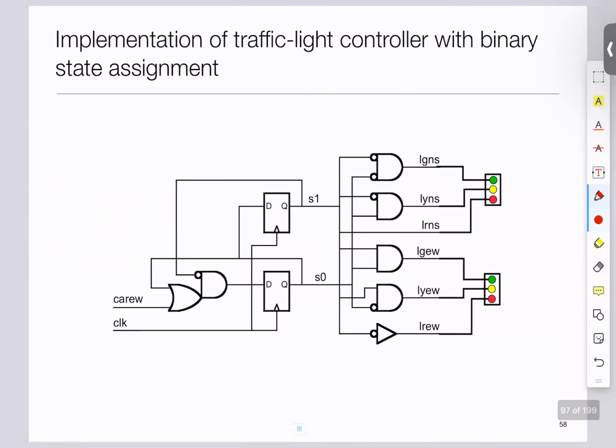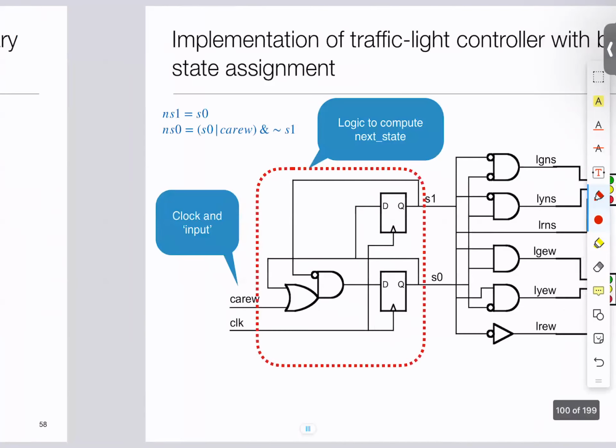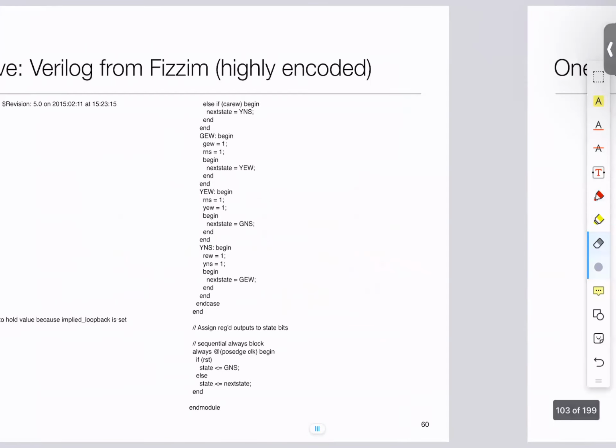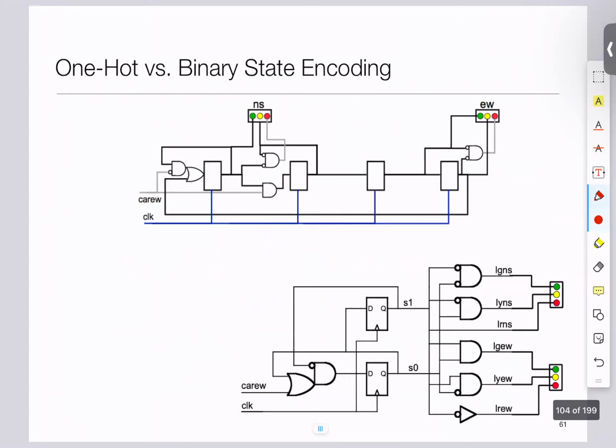So this is the alternate design. In this case, we have 2 flip-flops and a combinational logic, which is a little bit more complicated to work with. Okay, so that's our design in Logisim. It works. You can write it in Verilog. Those of you who know Verilog, that's also there. So I have now 2 designs.